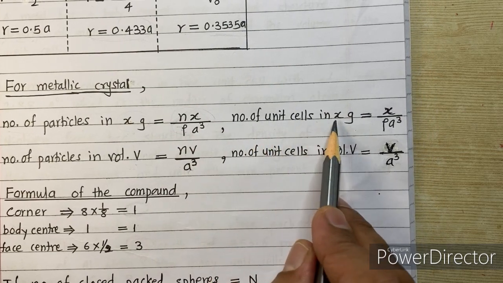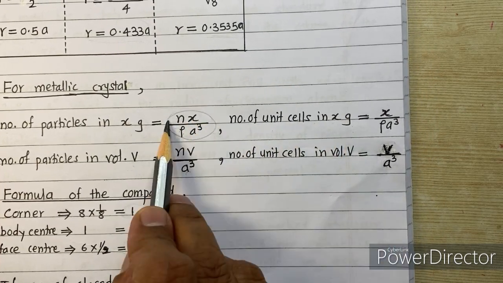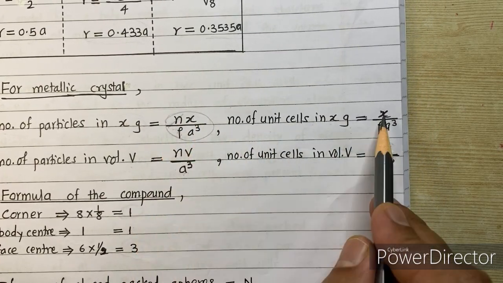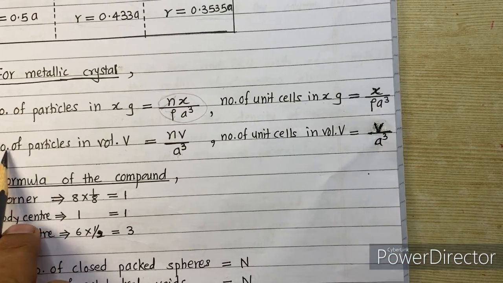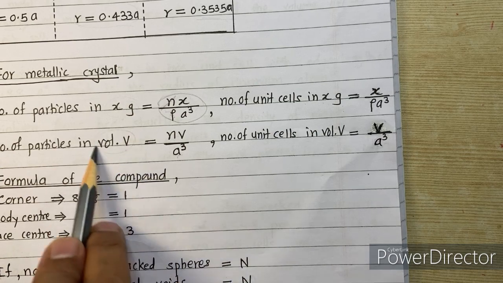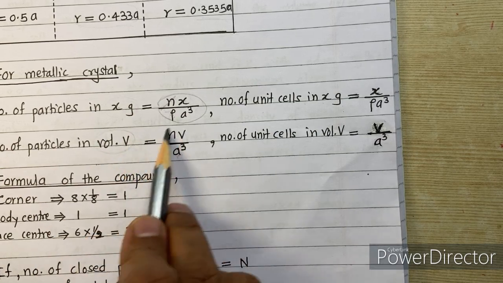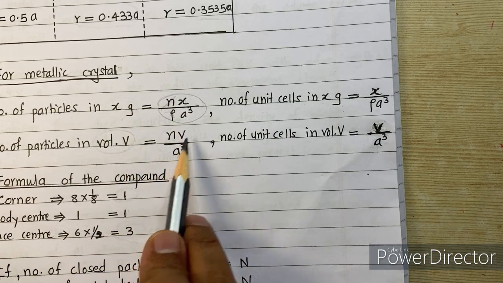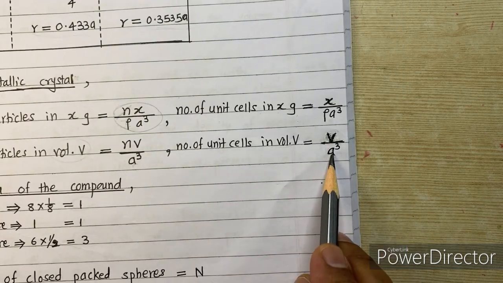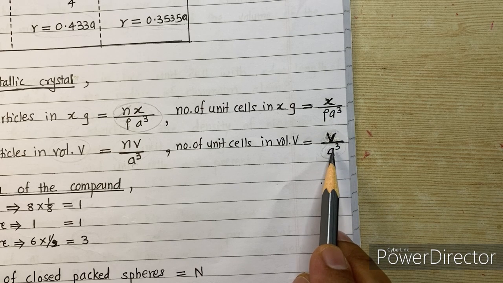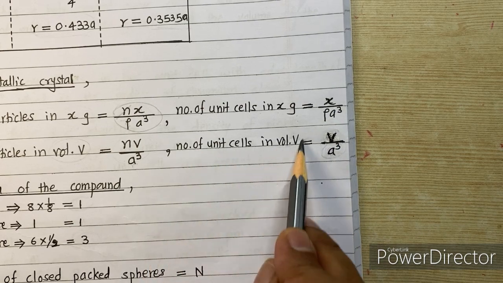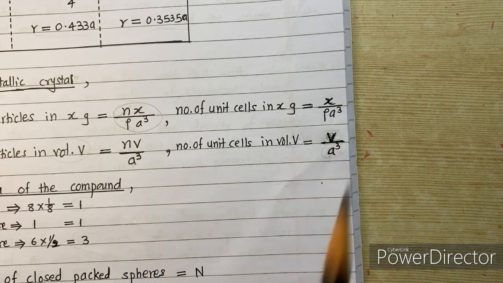Then the number of unit cells in x gram is this divided by n, which cancels out, so it is x divided by rho a cube. Next, the number of particles in volume V, use this formula, and the number of unit cells is equal to V by a cube, because the volume of one unit cell is a cube. Therefore the number of unit cells in volume V is V by a cube.